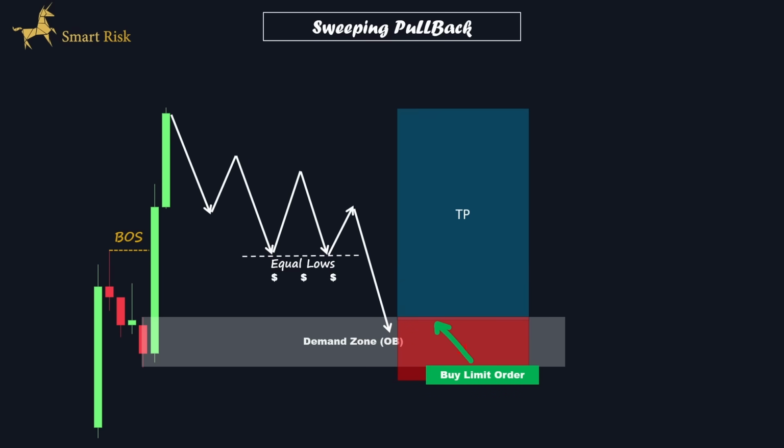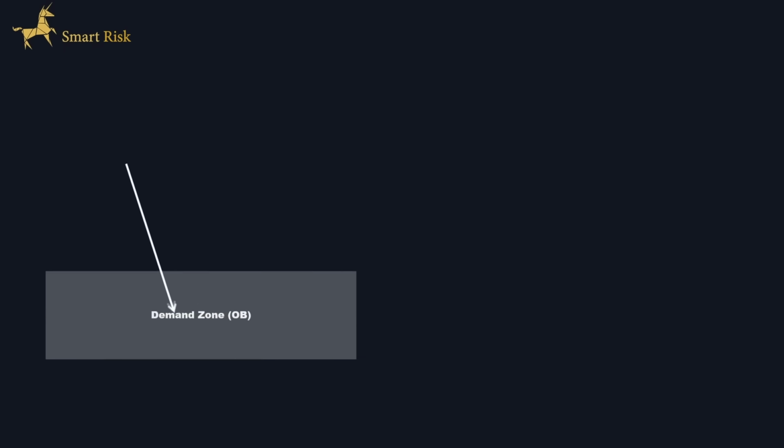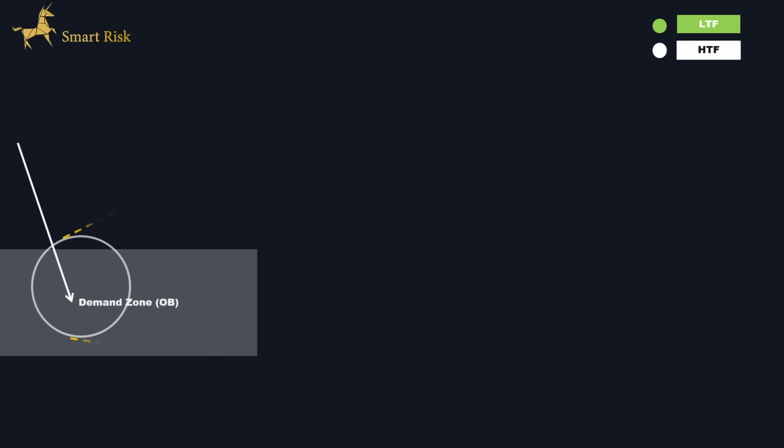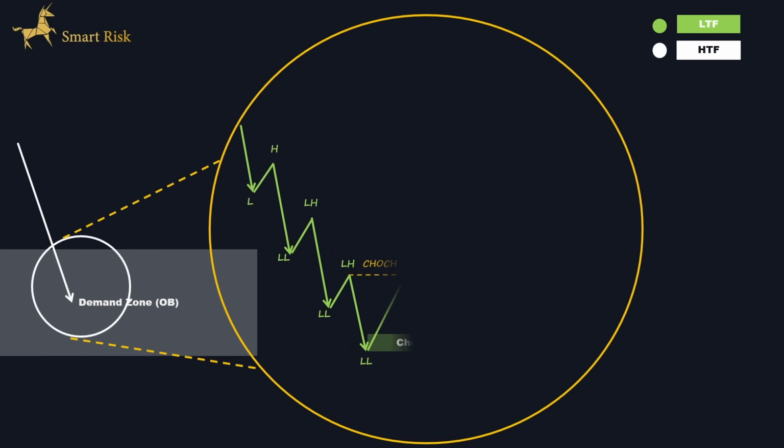If we want to optimize our entry point and have a better reward to risk ratio with a tighter stop loss, we need to zoom into a lower time frame and wait for the price to tap into the demand zone and show a change of character or any market structure shift signal. And after the formation of the newly generated demand zone on the lower time frame, we can consider placing a trade.